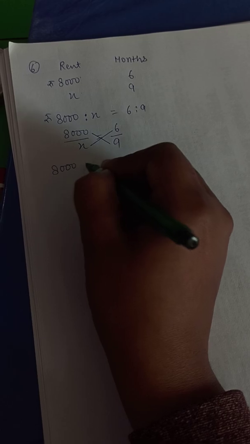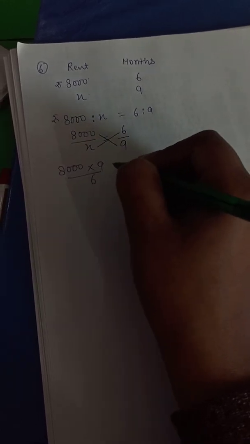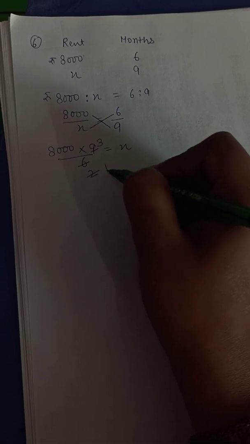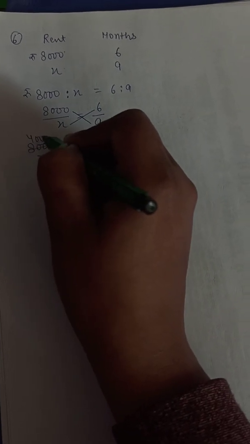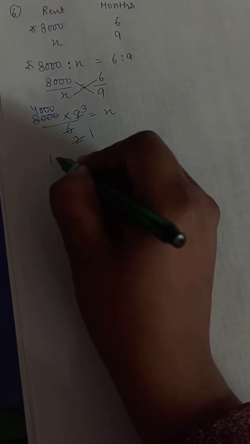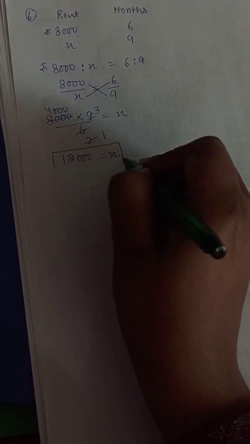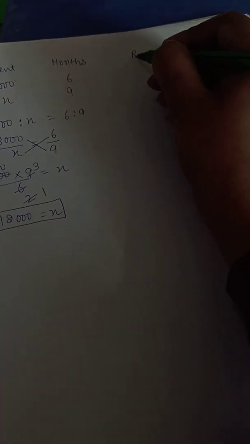Cross multiply. 8,000 multiply with 9 by 6 equals to x. Cut it. 3 2s are 6, 3 3s are 9. Again 2 1s are 2, 2 4s are 8, 0 0. So now 4,000 multiply with 3, 3 4s are 12. 12,000 equals to x. It means that the rent for 9 months is equals to 12,000. With the same form, you can find the rent of 27 months.